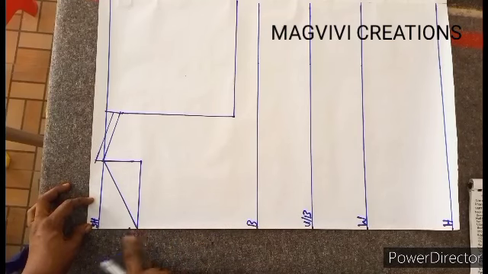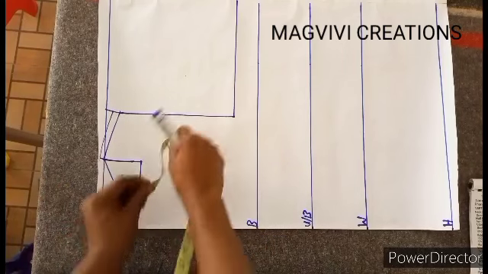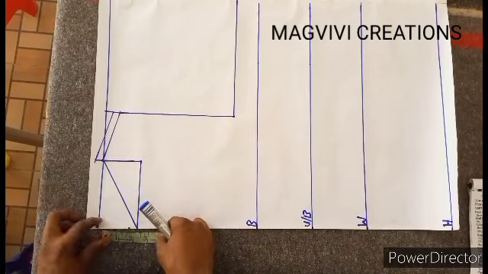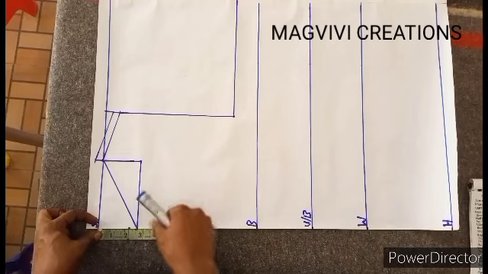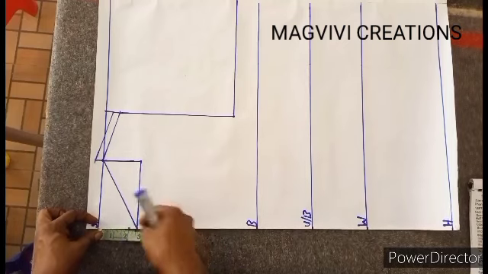Then this is the V-neck. The depth is 2.5 because I want to get 3 inches. So I use 2.5 so that by the time I'm done it will arrive at about 3 inches.